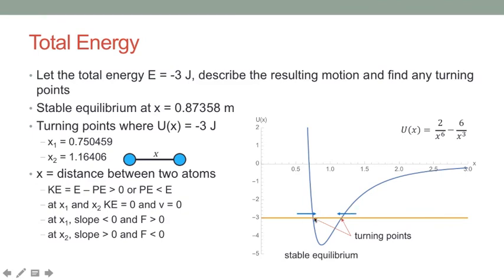So the two atoms will oscillate back and forth, so the distance between them will get no closer than 0.75 and no larger than 1.16. So these two atoms will just oscillate, getting closer and farther apart. That would therefore be describing the motion. The two atoms will oscillate apart, with the distance being no closer than 0.75 and no further than 1.16.